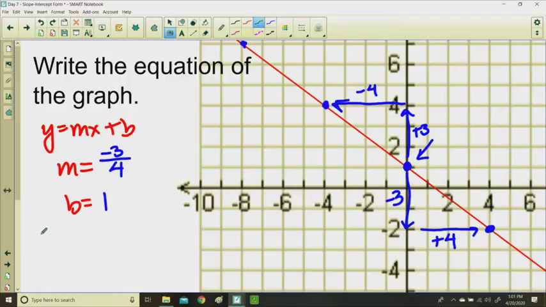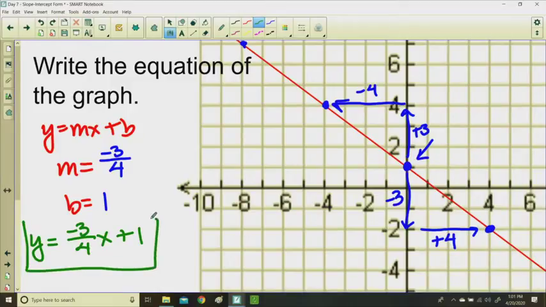Now I'm going to put this together. y equals m, which is negative 3 over 4, x plus b, which is plus 1. Okay, and that's the lesson. So the rest of it, you're going to go ahead and do on your own, on the homework, and I will post the assignment with the video.